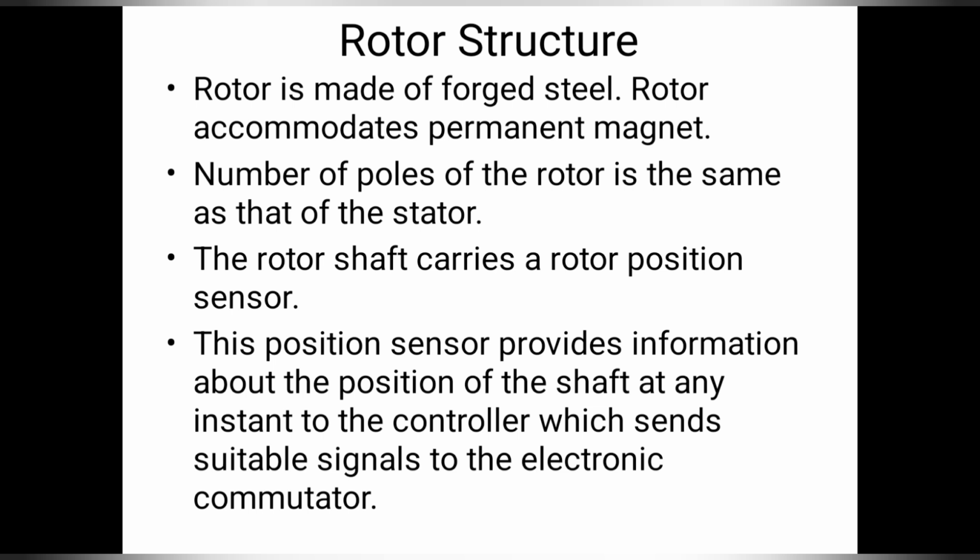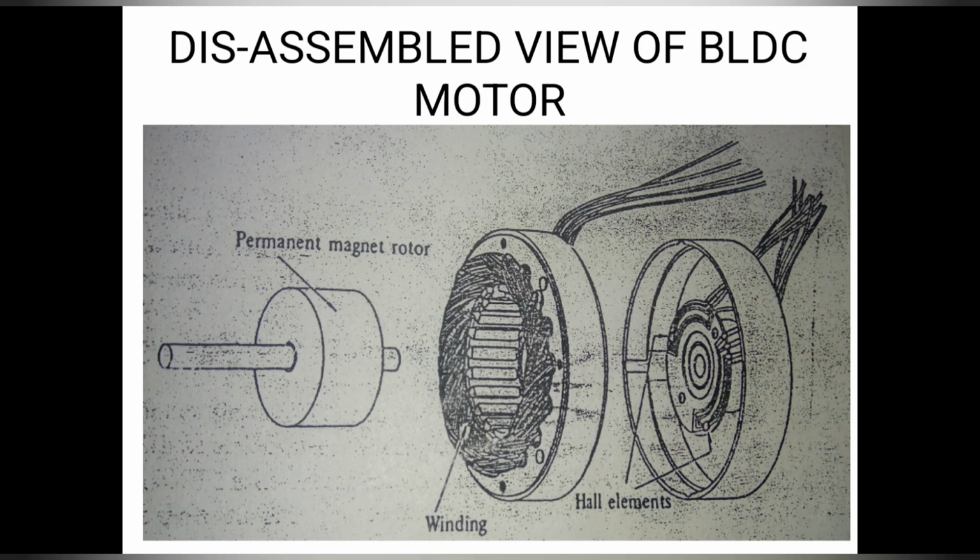And rotor structure. The rotor is made up of forged steel, and the rotor accommodates permanent magnets. The number of poles of the rotor will usually be the same as that of the stator poles, the count. The rotor shaft carries a rotor position sensor, as we discussed earlier. This position sensor provides information about the position of the shaft at any instant to the controller, which sends suitable signals to the electronic commutator. The electronic commutator and all, we will discuss in the working principle of BLDC motor.